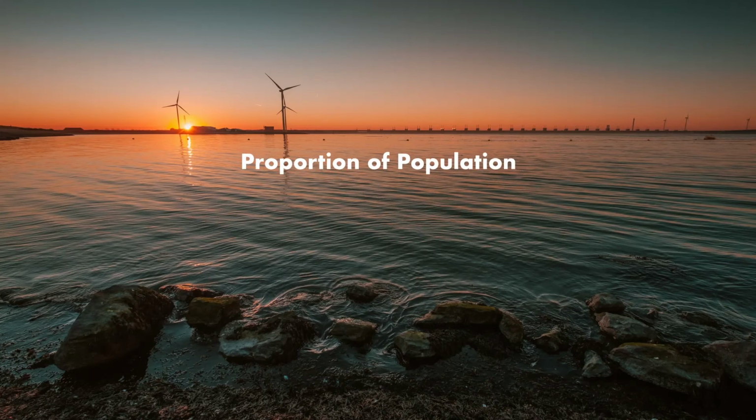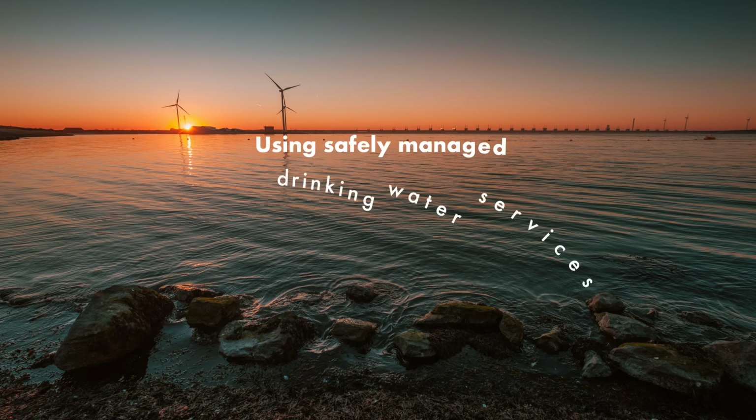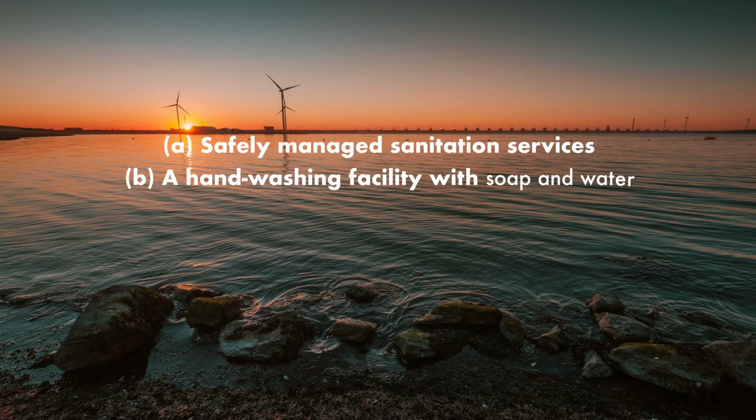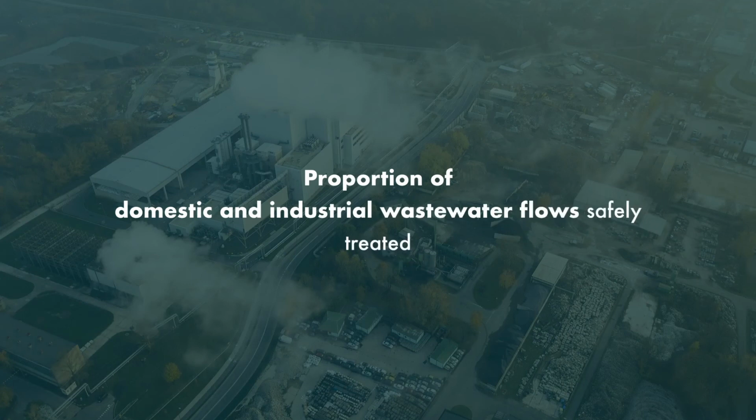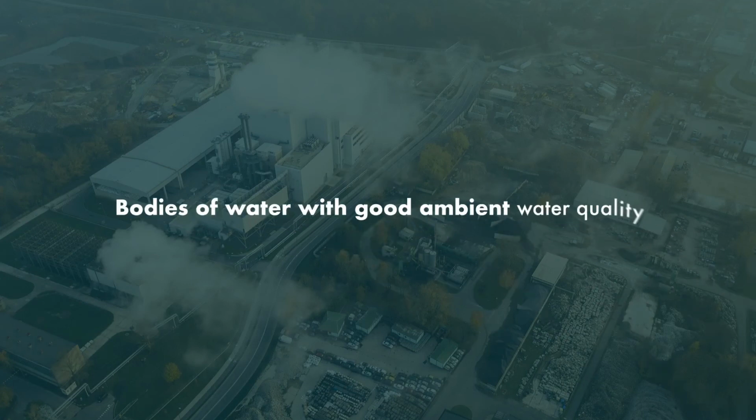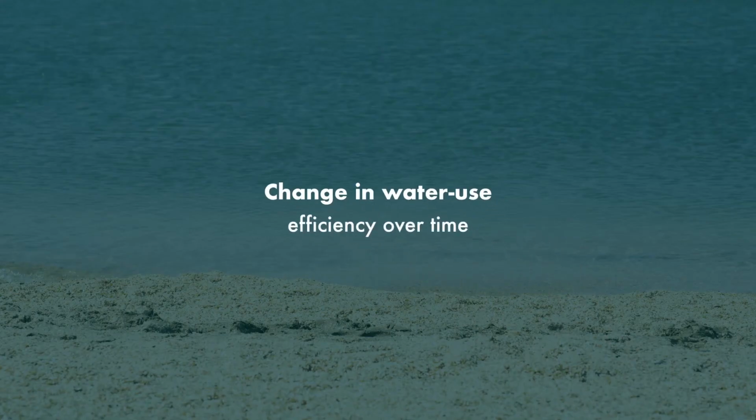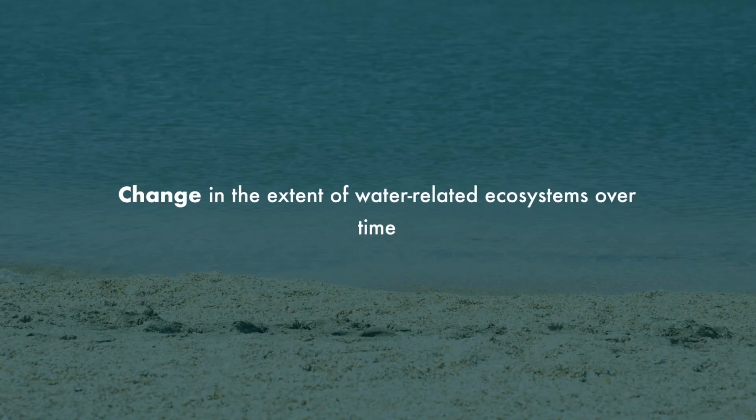A few of the indicators to check the progress of the 8 targets are: proportion of population using safely managed drinking water services, safely managed sanitation services, and a hand washing facility with soap and water; domestic and industrial wastewater flows safely treated; proportion of bodies of water with good ambient water quality; proportion of change in water use efficiency over time; level of water stress; degree of integrated water resource management; change in the extent of water-related ecosystems over time. These are the indicators related to goal number 6.